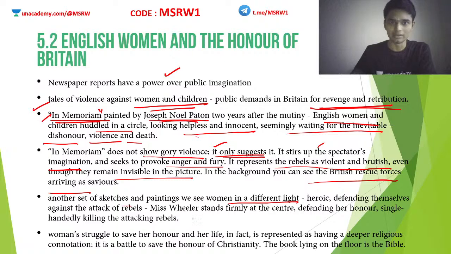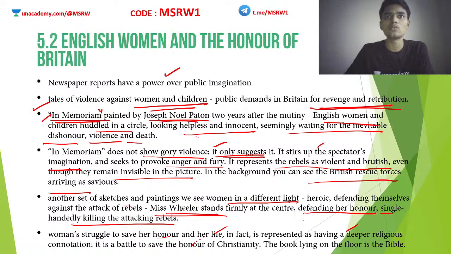In this painting, Miss Wheeler stands firmly at the center, defending her honor, single-handedly killing the attacking rebels. A woman's struggle to save her honor and her life is represented as having a deeper religious connotation. It is the battle to save the honor of Christianity. So a woman trying to protect her honor is equated with saving the honor of Christianity in this painting. Now let's see that painting.